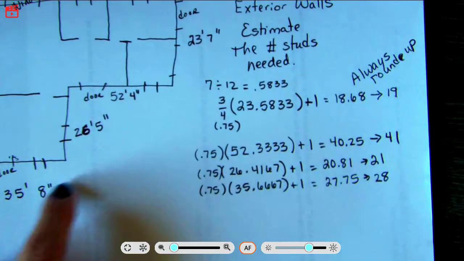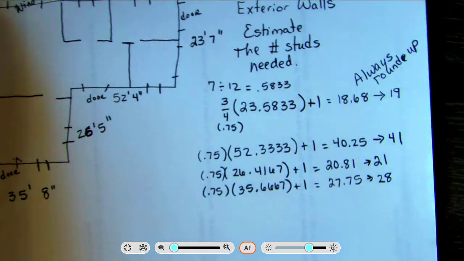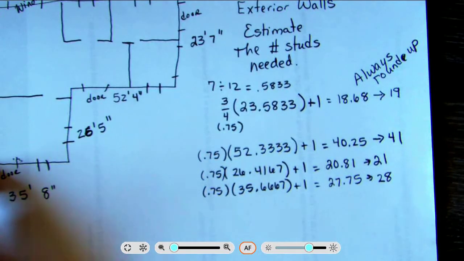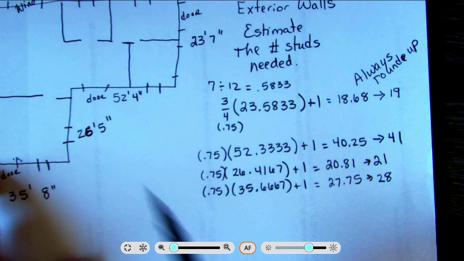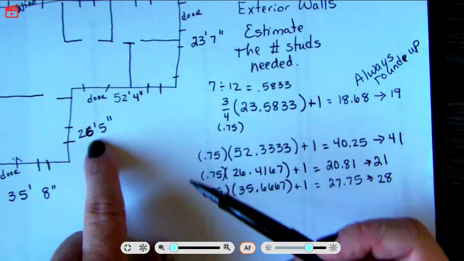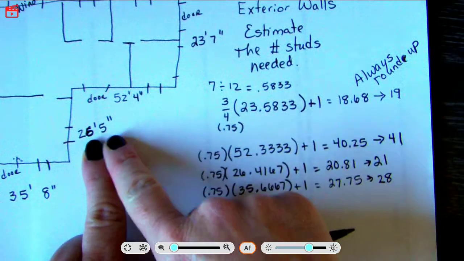All right, so we've done this wall. Now we have to do this wall. In order to find that wall, we have to make sure we know how long it is. So to get this length, we need to add this 26.5.